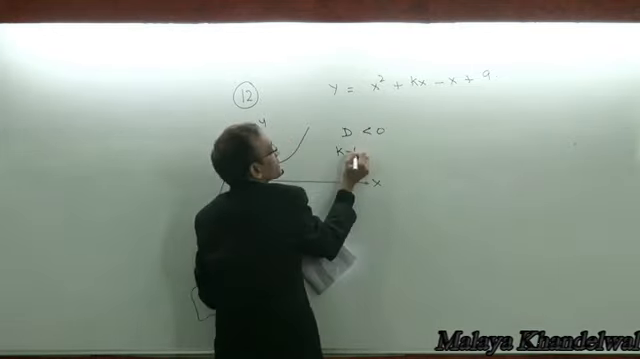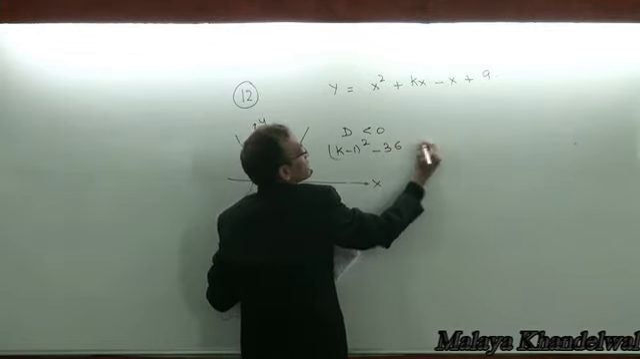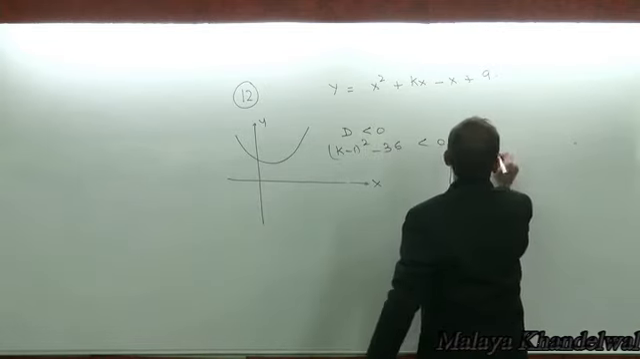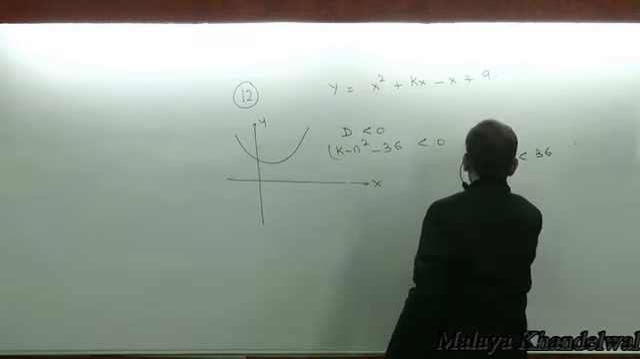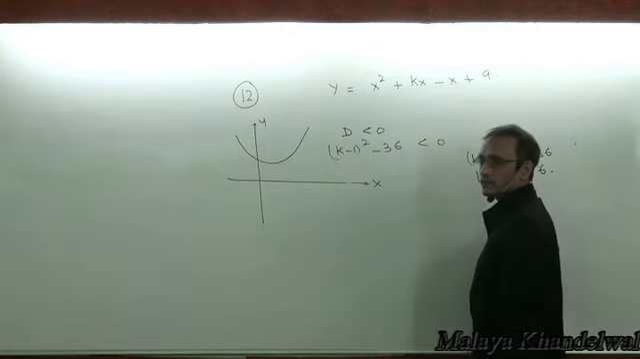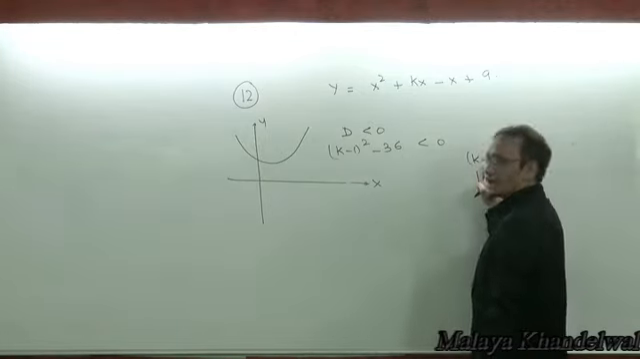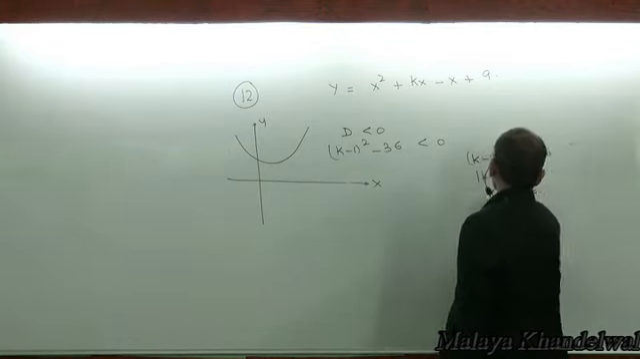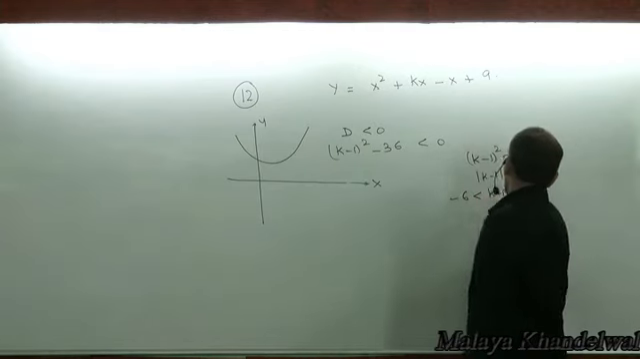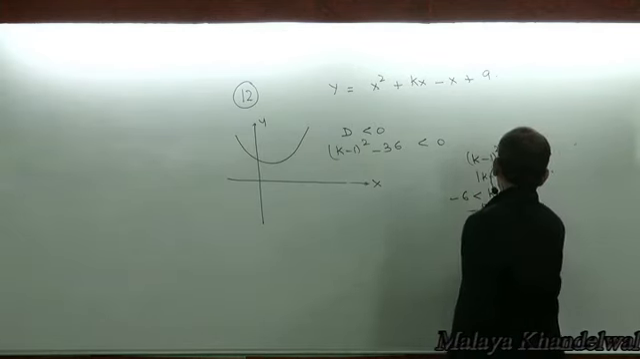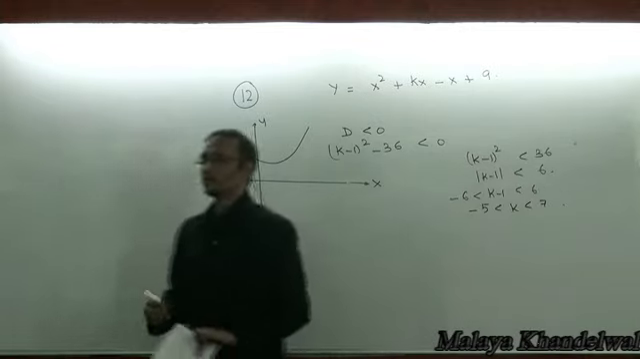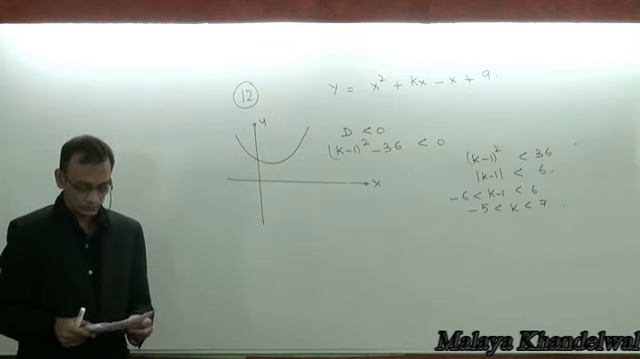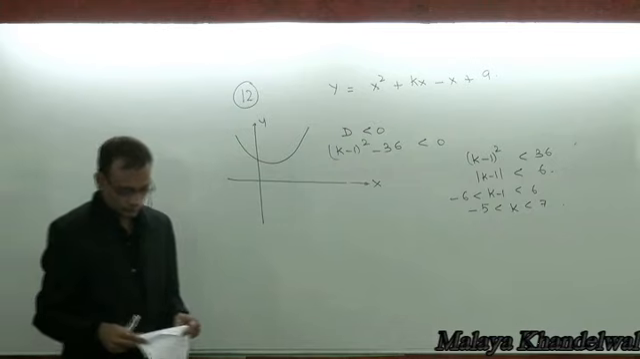Discriminant of this is (k − 1)² − 36 less than 0. That means (k − 1)² less than 36, or mod of (k − 1) less than 6, if I take the square root. That means k − 1 is less than 6 and greater than −6, or k greater than −5 and less than 7. K greater than −5 and less than 7 is what you get out of this. Simple?